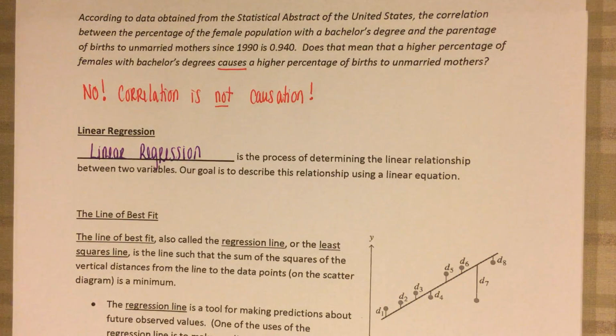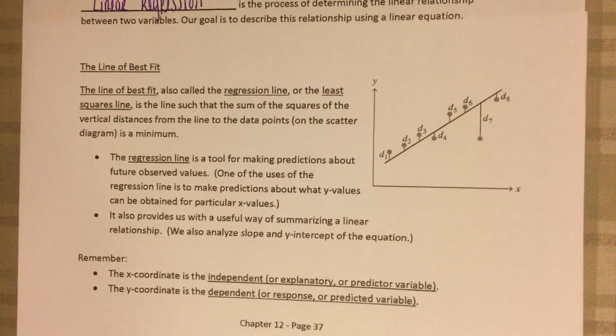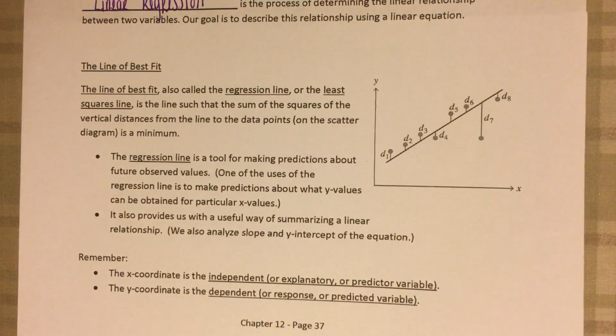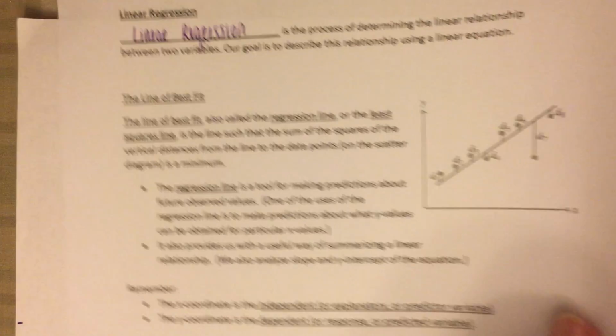Our regression line is our line of least squares or a line of best fit. So looking at our data, it is the best representative line or linear equation for our data. As we're thinking about these, our linear regression line we can use to make predictions. So that's one thing that we're going to do. It also provides us with a useful way of summarizing our linear relationship. And as we're going through these, remember that our x-coordinate is our independent variable and our y-coordinate is our dependent variable.